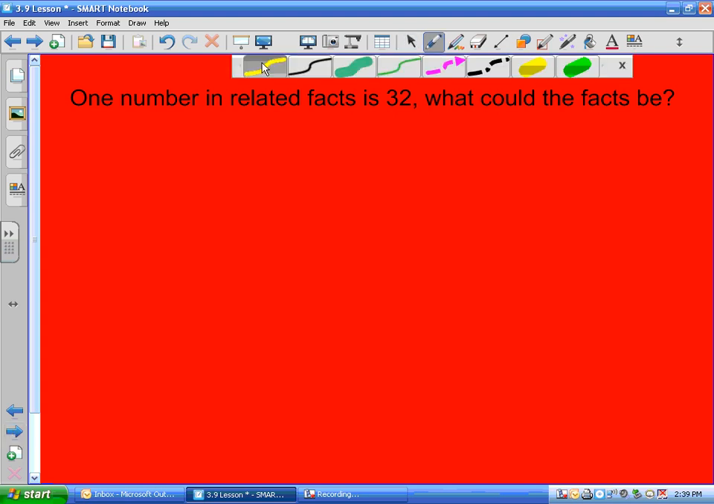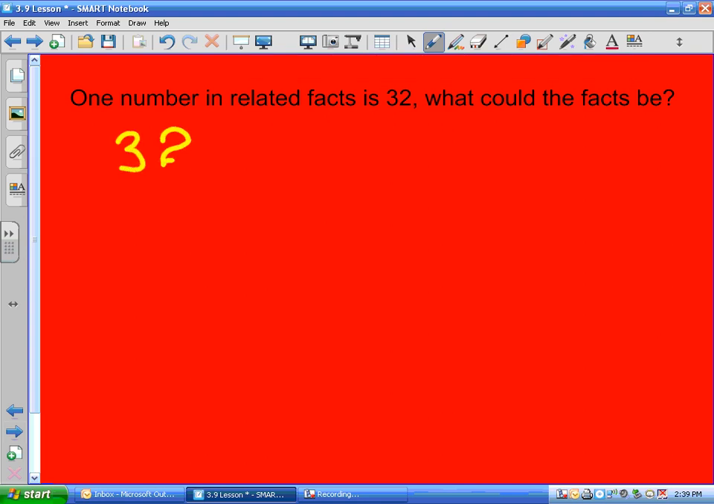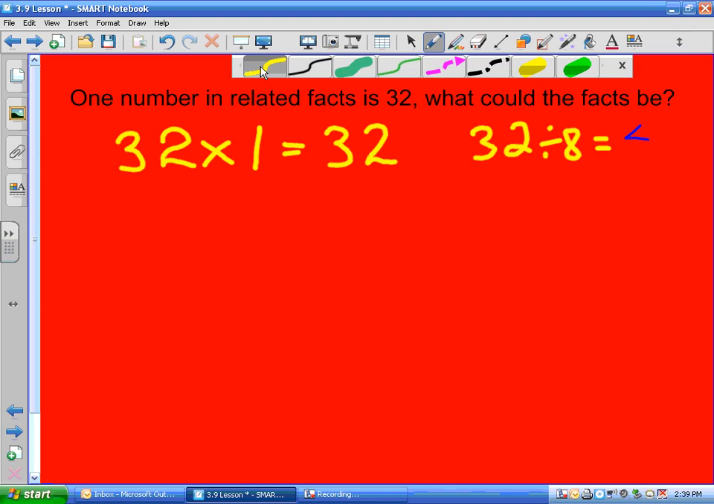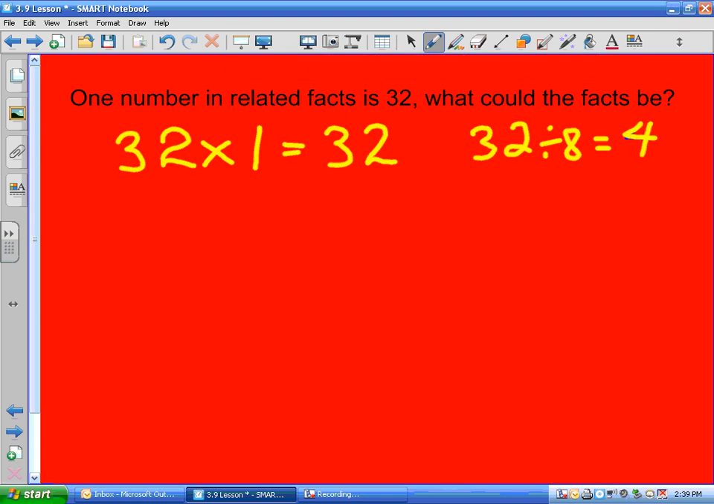Okay. And so then 32, read this up here before you get too fast on me. So 32 times 1 is equal to 32. What would be another possibility? Yes, Betty. 32 divided by 8 equals 4.